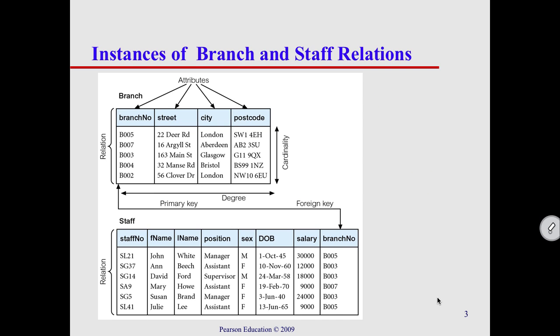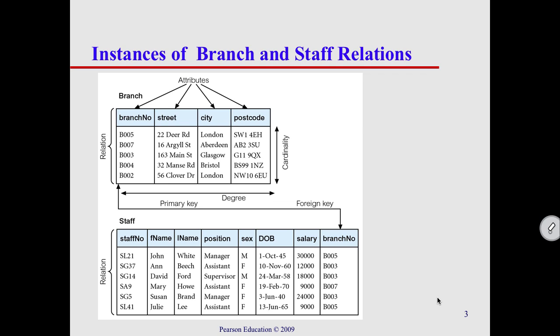So this is what a relational model looks like. Basically, the database is a set of tables. And in this course, the running example used in the book is a property management company. So in these two tables, there's a branch table which lists all the branches that we have for our company, and a staff table that lists all of our employees.